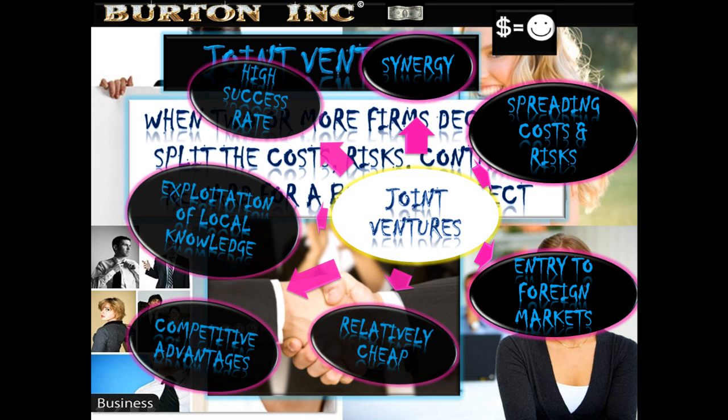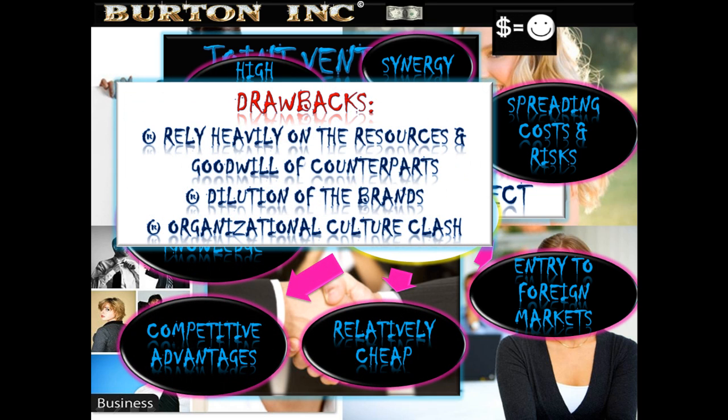There are drawbacks. They rely heavily on the resources and goodwill of each counterpart. There's a dilution of the brands, as we saw there with the Tata Group and Virgin Mobile. And there can be organisational culture clashes if the organisational cultures are very different. Somehow they're going to have to mesh together to form a functioning working relationship.